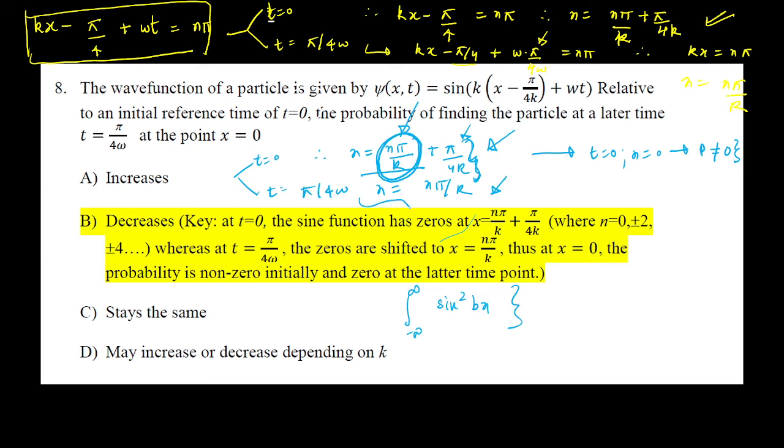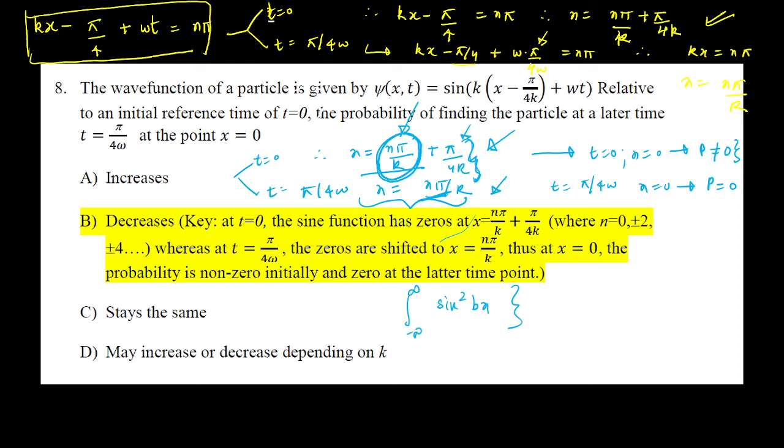But when time is equal to pi by 4 omega, at x equal to 0, the probability will go to 0. Are you getting the point? Because it is actually the integral multiple of n pi, and sine square n pi will give you 0 probability at the end. So that is how we can relate the point.